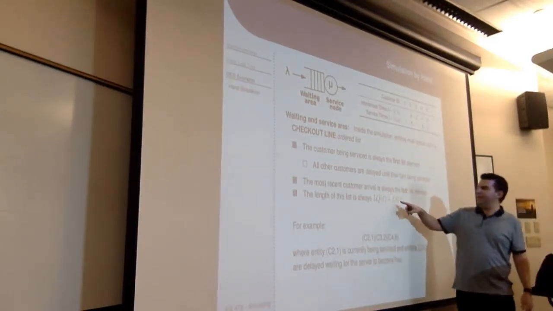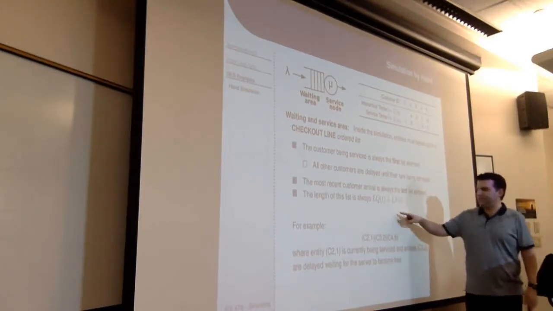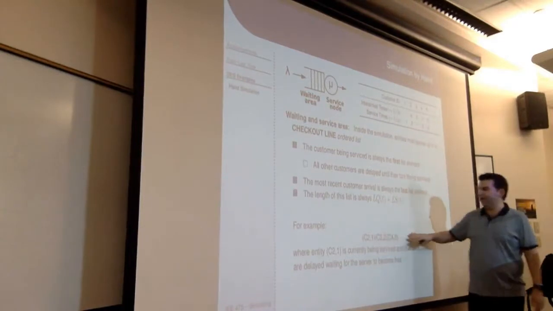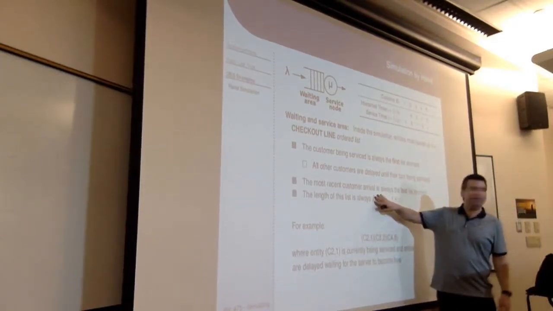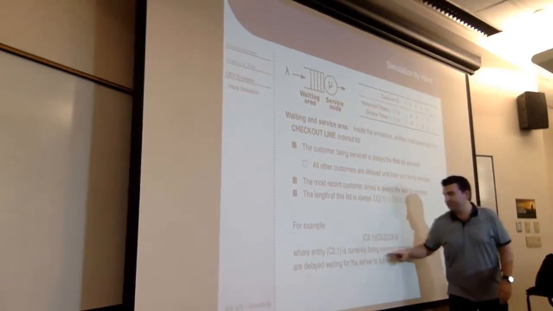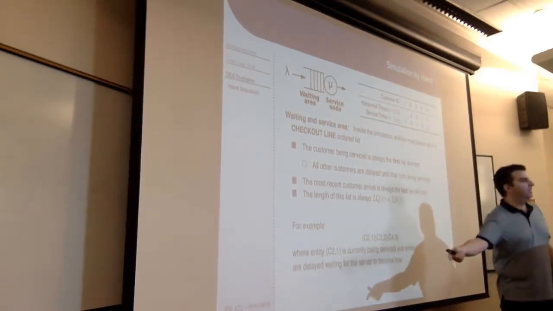So the number in service is going to be 0 or 1, which basically is going to be 1 if anybody's here. And then the number in the queue is basically the number of customers in the checkout line minus 1.